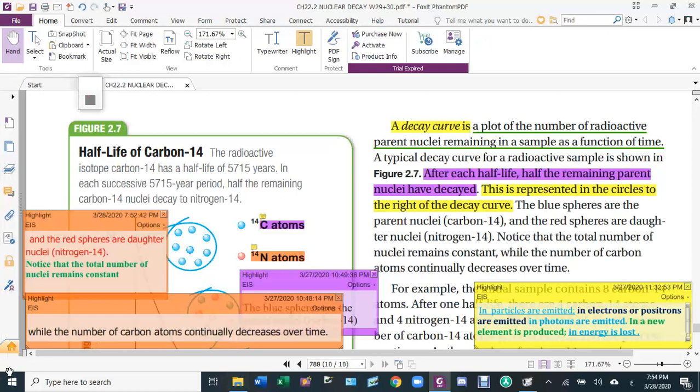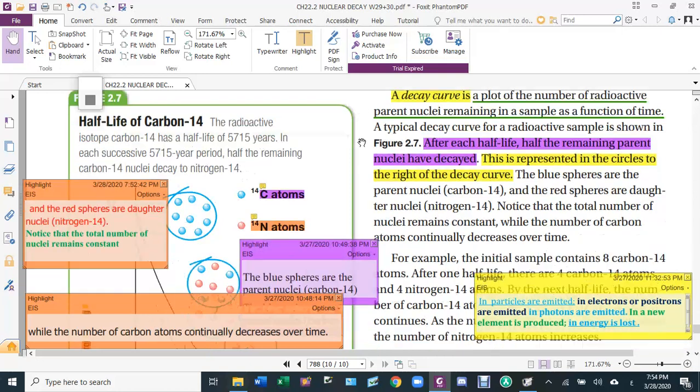If you want to study a decay curve plot: a decay curve is a plot of the number of radioactive parent nuclei remaining in a sample as a function of time. This is the answer to the question at the beginning of the lesson. After each half-life, half the remaining parent nuclei have decayed.